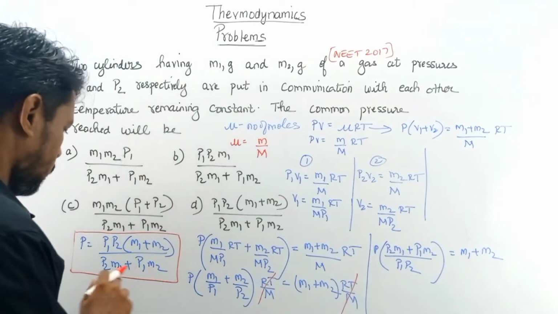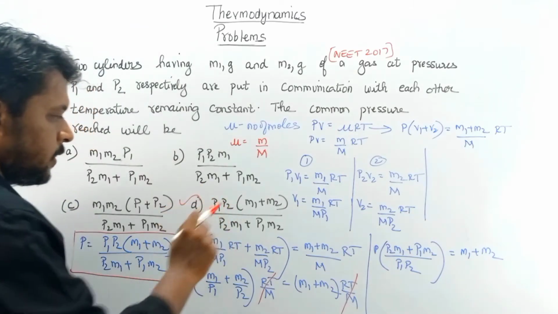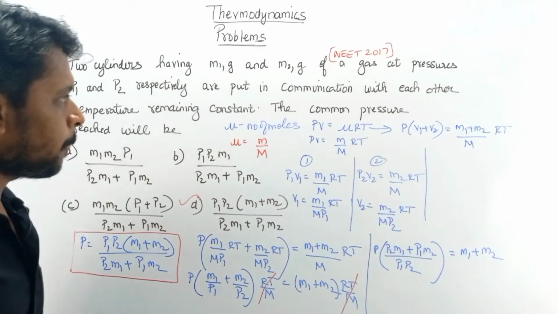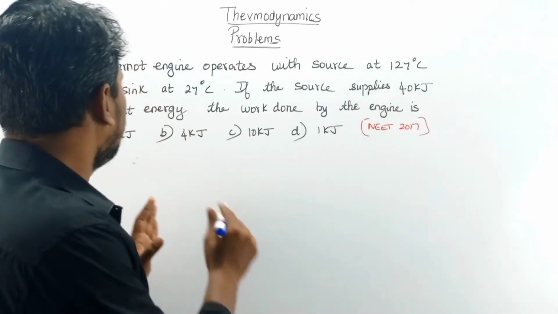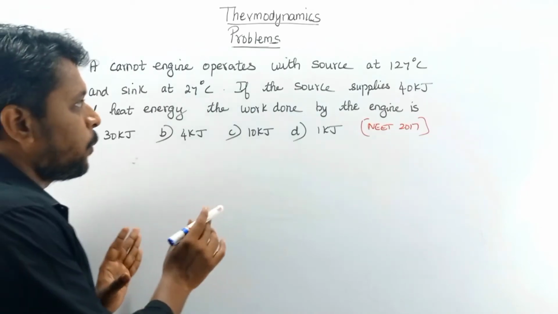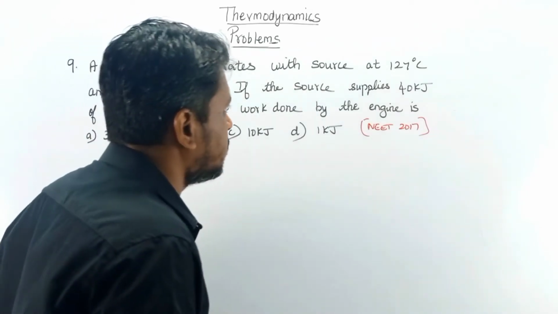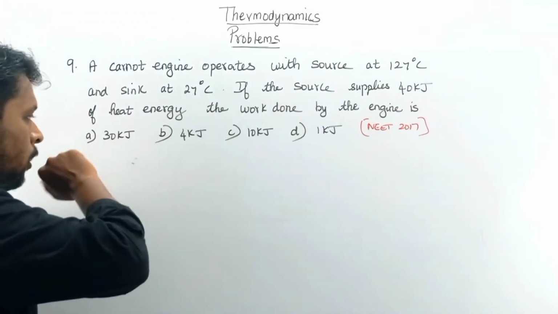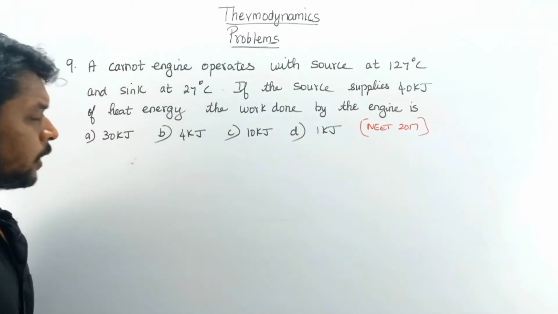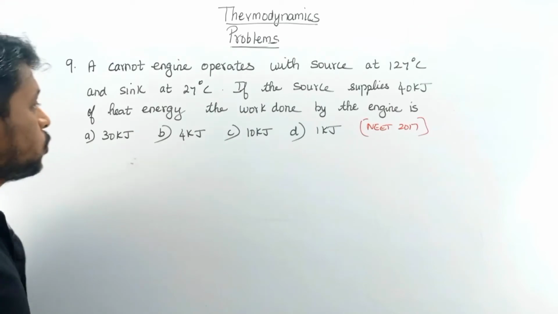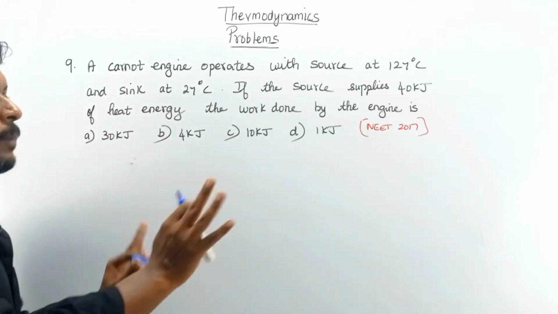Okay, so from this we can see option D is the right answer. Okay, the ninth problem. Here they have given a Carnot engine that operates with the source at 127 degrees Celsius and sink at 27 degrees Celsius. If the source supplies 40 kilojoules of heat energy, the work done by the engine is?